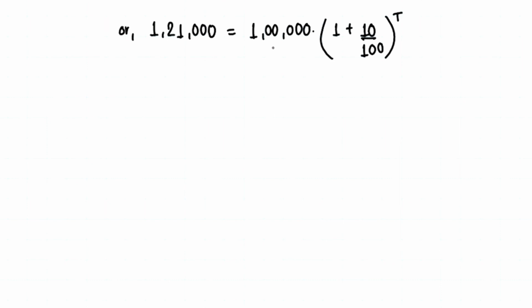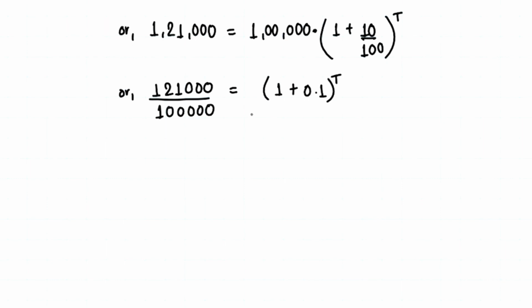Now what we are going to do is we are going to move this 1 lakh to the left side. It's in the product form over here. So when it goes to the left side, it becomes divide. So we get 1,21,000 divided by 1 lakh equals to, here in our right side, we have 1 plus 10 by 100 to the power t. So we can write that as 1 plus 10 divided by 100 is 0.1 to the power t. Now when we divide these two numbers, we get 1.21 equals to, when we add 1 and 0.1, we get 1.1 to the power t.